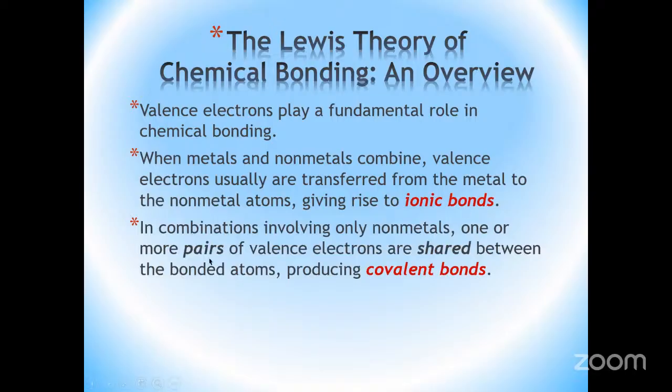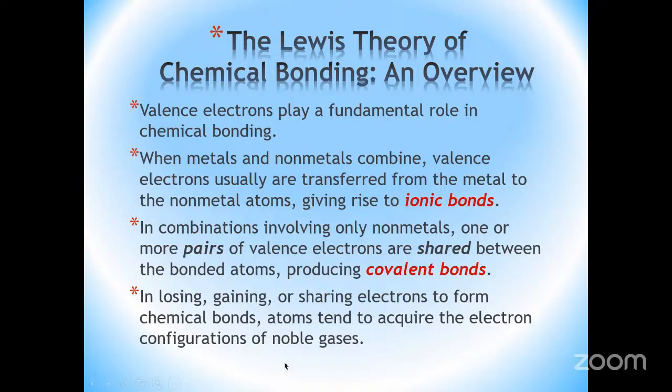Now, in the case of a combination of two nonmetals, you won't have the complete transfer of electrons from one atom to the other. Instead, electrons will be shared between the two atoms, and the result will be what's called covalent bonds. The attractive force within a covalent bond is the attractive force between the nuclei of the separate atoms involved and the shared electrons. And we're going to talk more about that later on.